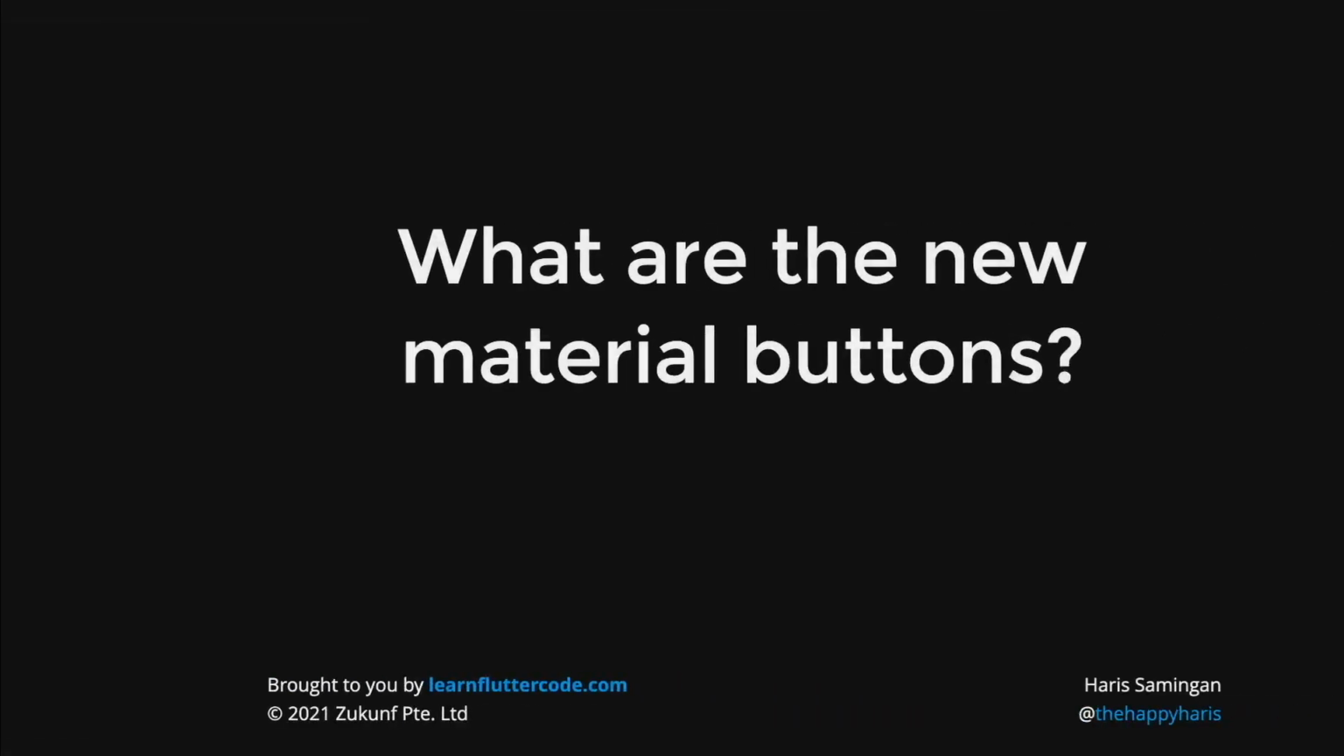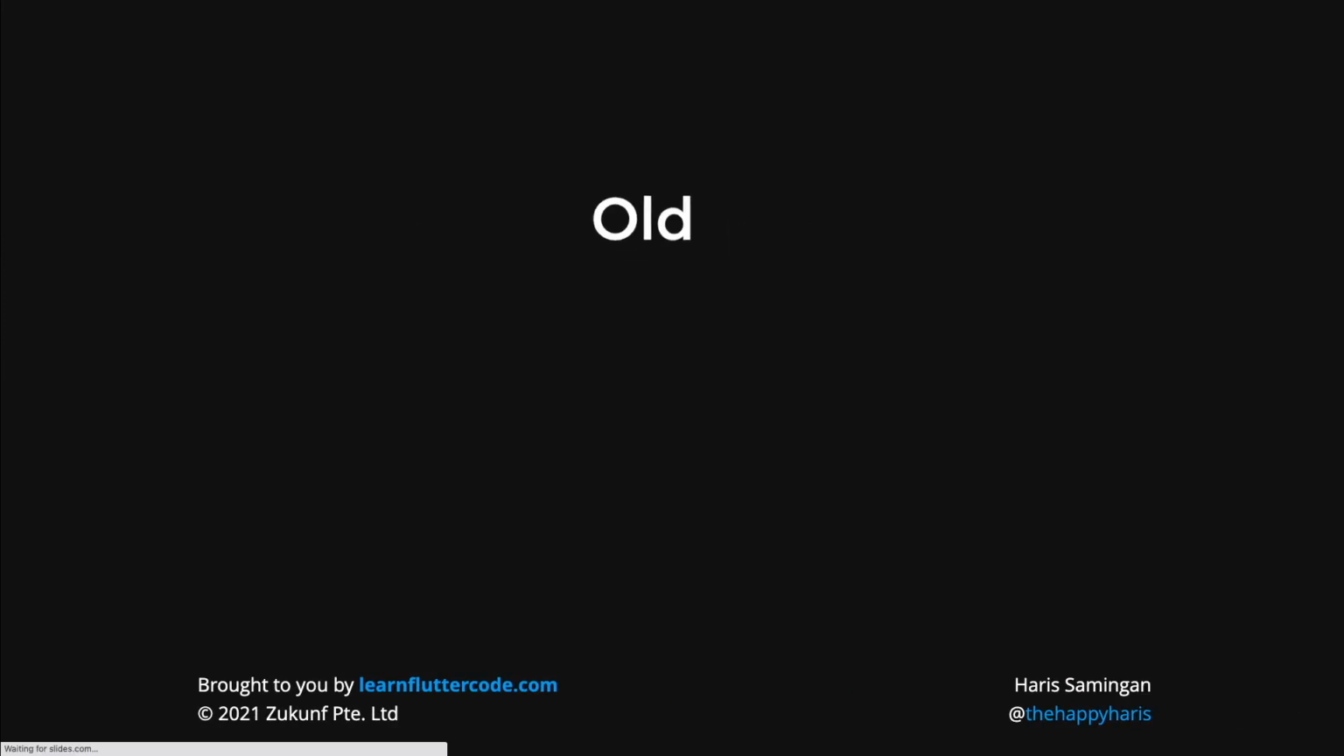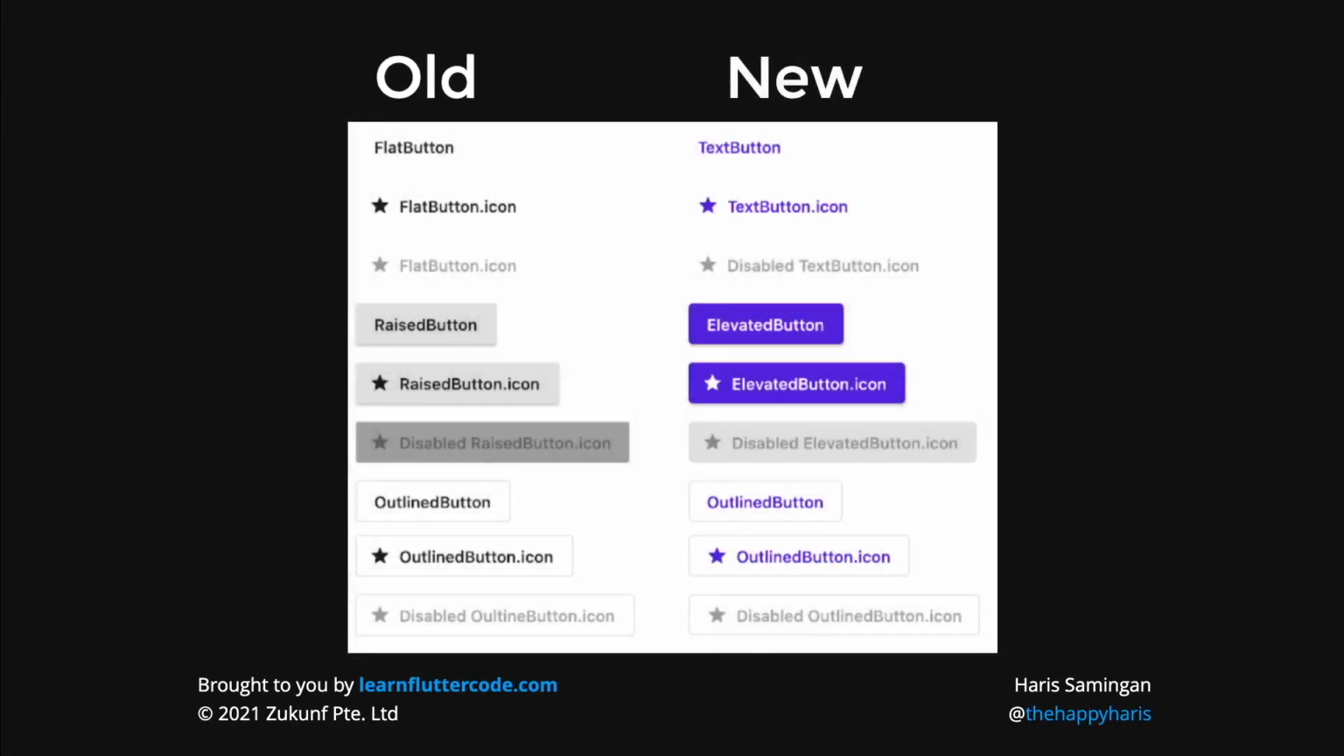The next question is, what are the new material buttons? I'm going to show you a visual comparison of the old and the new ones. You might be thinking the new ones are the colors default to be purple. Not exactly. The difference between the old one and the new one is that if the theme of the app is purple in color, the old material buttons do not inherit the theme color, while with the new one, if the app theme color is purple, then the new buttons actually inherit the color.